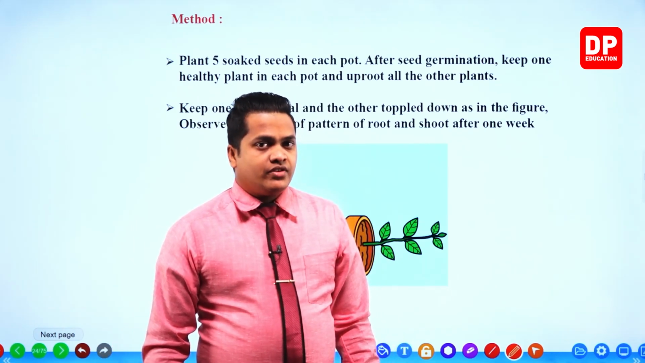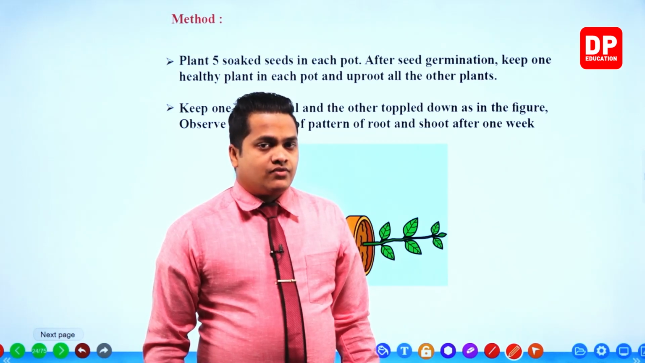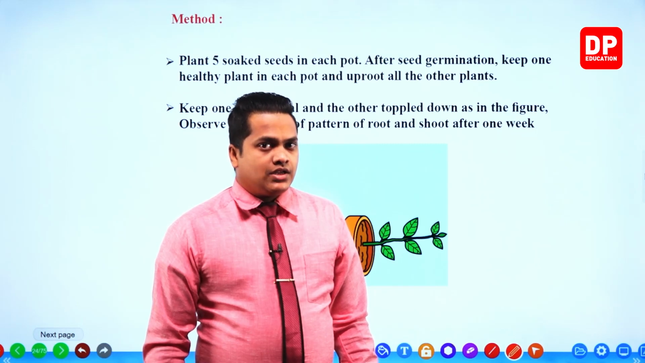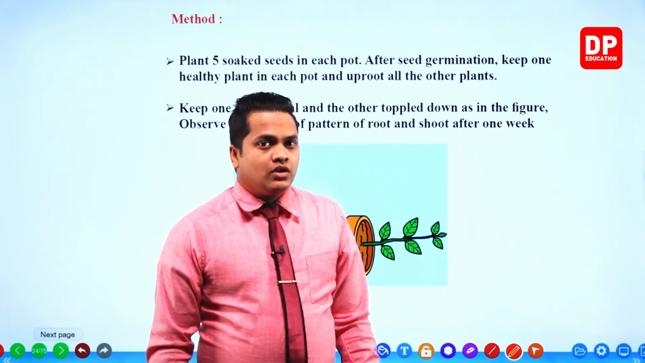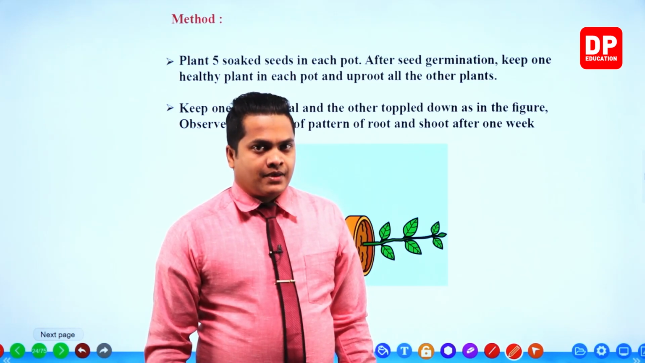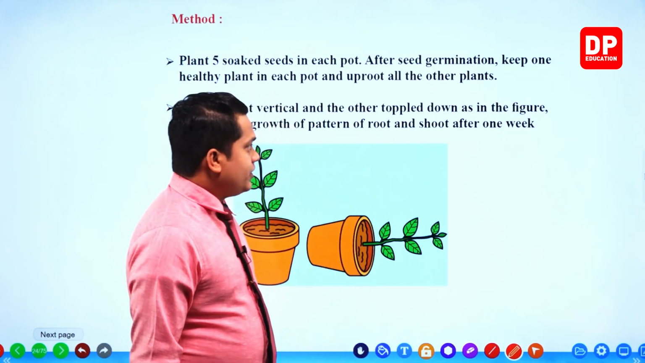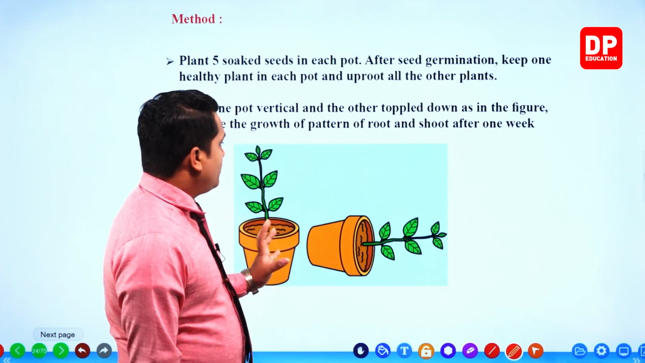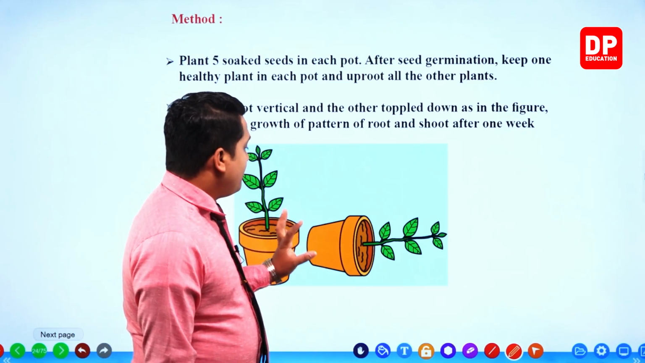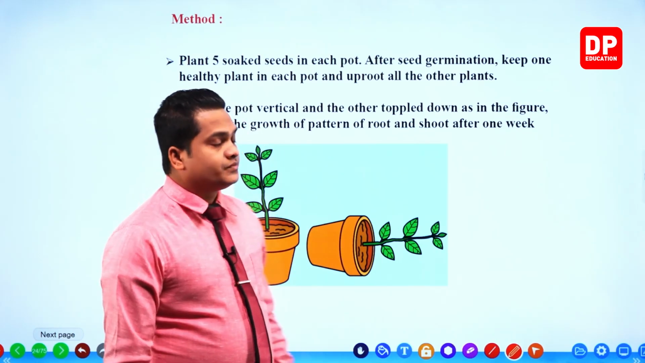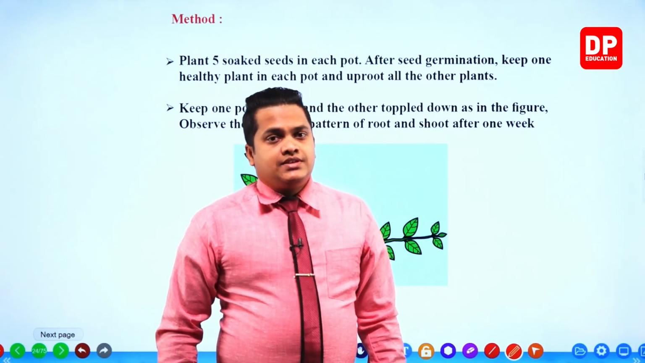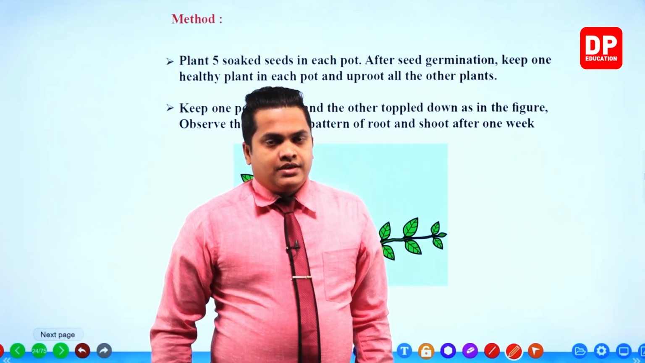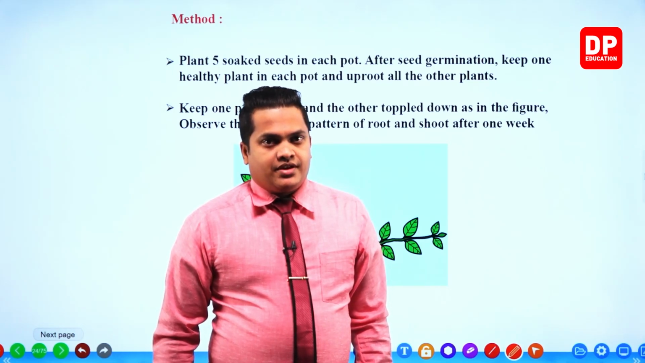So what do you have to do then? You have to observe the growth of the shoot and the root after about 1 week. After about 1 week, you observe the growth pattern of the root and also the growth pattern of the shoot. So this is the way of doing the experiment, my dear children.